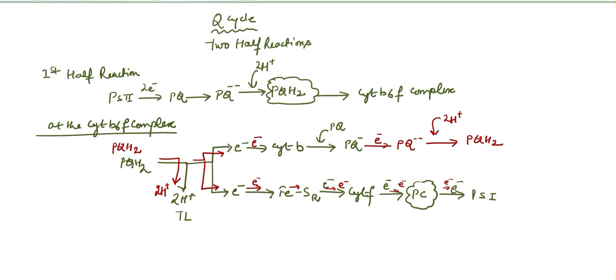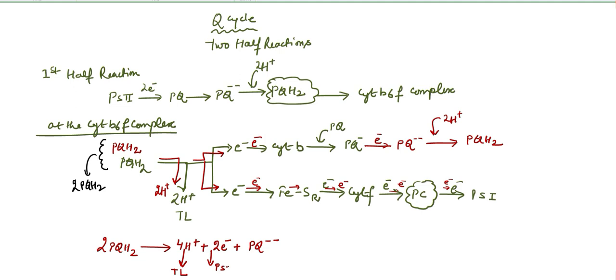So what we see here, that 2PQH2 are involved in the traveling of two electrons released by the PS2. So overall equation we can write as under: 2PQH2 molecules, here 1 PQH2 from PS2 and one is from pool, then it becomes 4 protons and releases 2 electrons plus plastoquinone. This is released in thylakoid lumen.